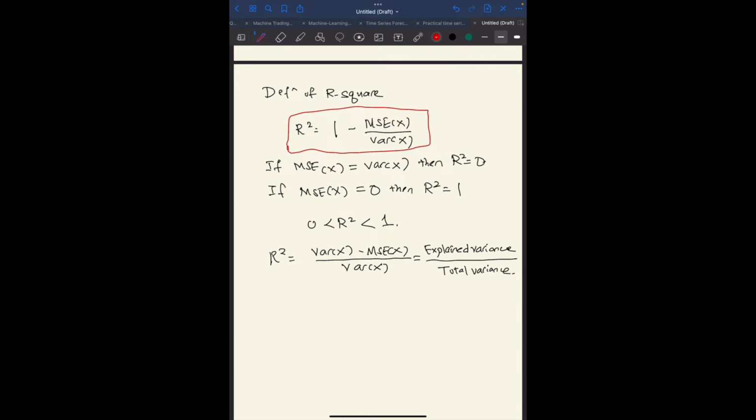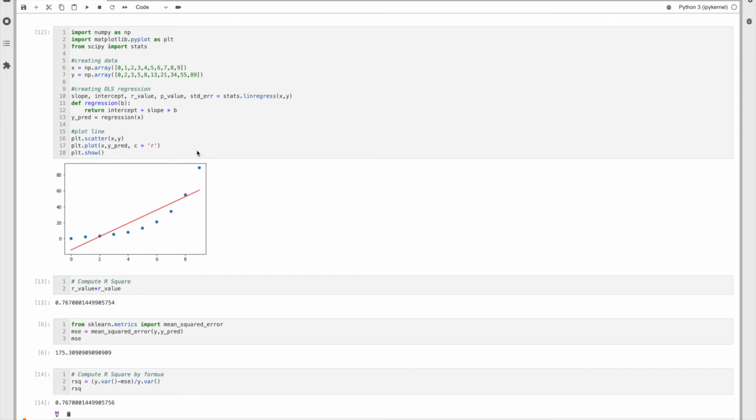Next, we will move to Jupyter Notebook to compute R square using Python. First, we will import the stats library from the SciPy package. Then we create some data sets for illustration purpose.